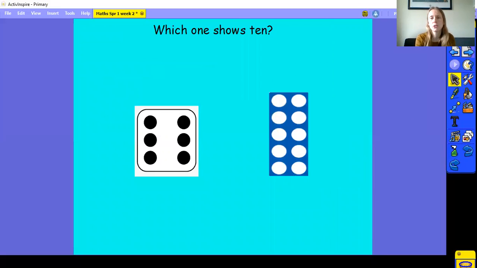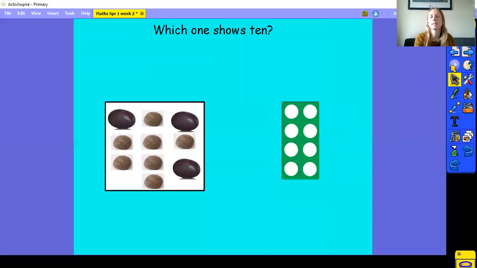Have a look at these two numbers. We have a number on a dice and we have a Numicon piece, but which one shows us 10? Can you point to it? If you're pointing to the Numicon piece, well done, you're right. It does show 10. It has 5 holes on one side and 5 holes on the other side, and that shows us 10.